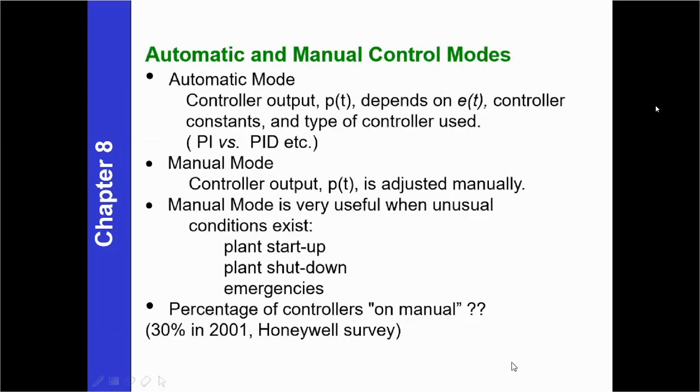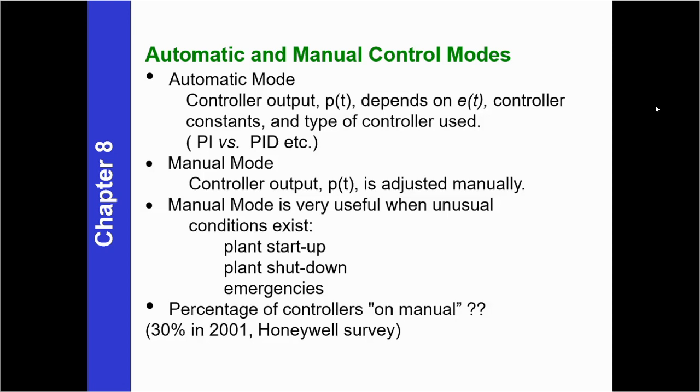So we now look into both automatic and manual control modes. Initially we look into the manual one, on and off, and then we move to PID, which is automatic. In automatic mode, the controller output p(t) depends on the error e(t), the control constants and the type of controller used. So for example, you want to compare between proportional integral against proportional integral derivative, or PI or PD. And for manual mode, the controller output p(t) is adjusted manually, on and off, to the minimum and maximum value.